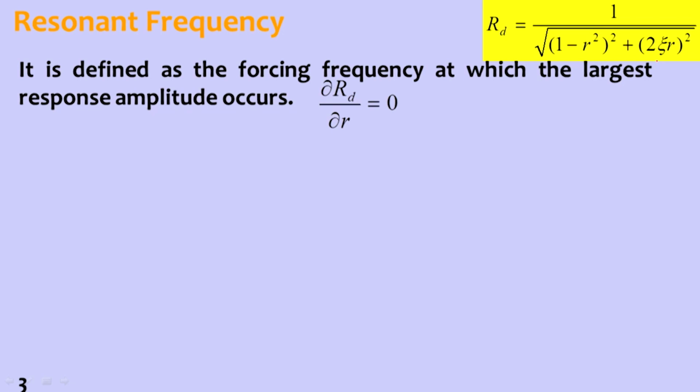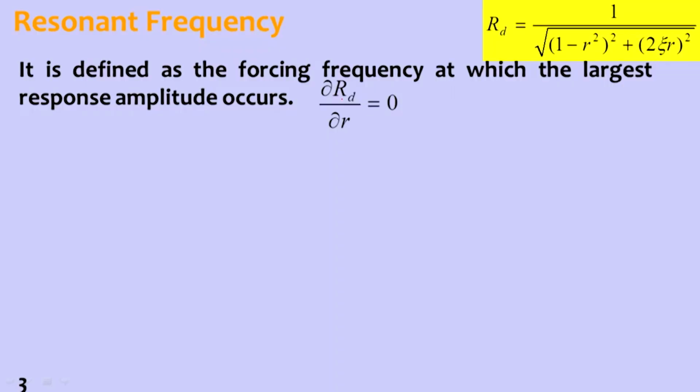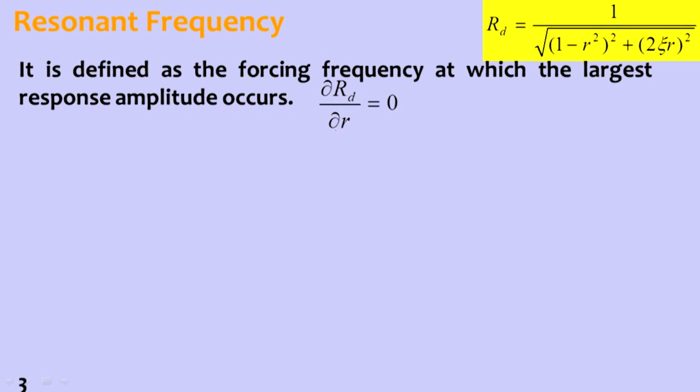Now, resonant frequency is defined as the forcing frequency at which the largest response amplitude occurs. Here we have three responses: displacement as response, velocity as response, and acceleration as response. Let us look at when the displacement response becomes maximum, that is, at the resonating frequency. For that we need to differentiate this with R, because it is a function of R.